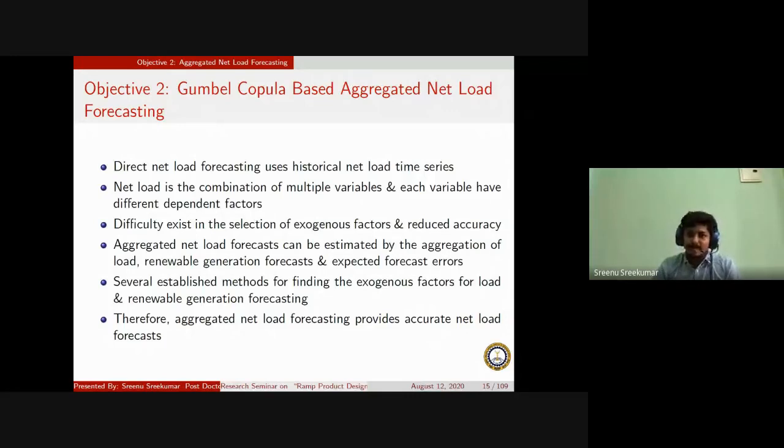In aggregated net load forecasting, we obtain the net load forecast by aggregating the individual load, wind, and solar generation forecasts, and their expected forecasting errors are also used. Several established methods are available for finding exogenous factors for these load, wind, and solar generation forecasts. Therefore, aggregated net load forecasting can produce accurate results compared to direct net load forecasting.